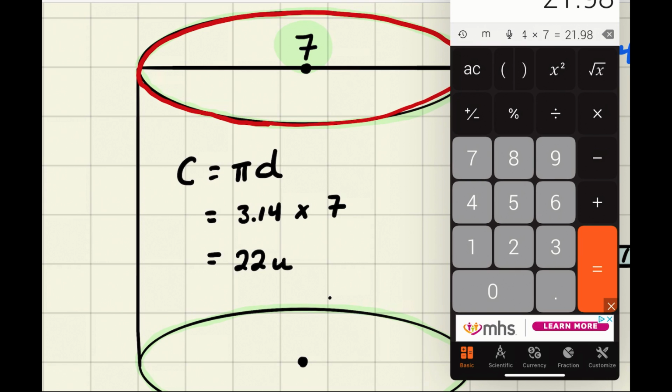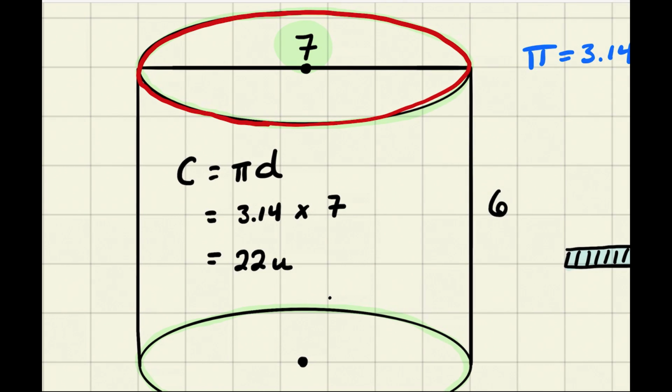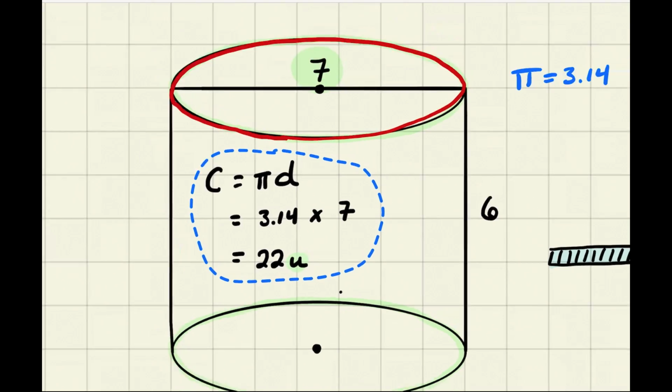Now, notice that I put only units here. This is an important distinction to understand. When you're working with circumference, that's distance. That's like if you were to walk on the ground around the outside of a circle. Okay, area is the amount of space inside that circle, so that's units squared. But circumference is just units. Okay, so now I've got that value. I've got circumference. Let's move that down here as well.